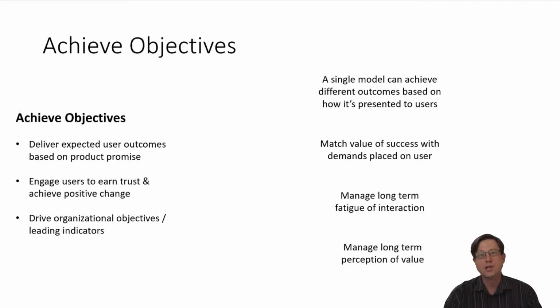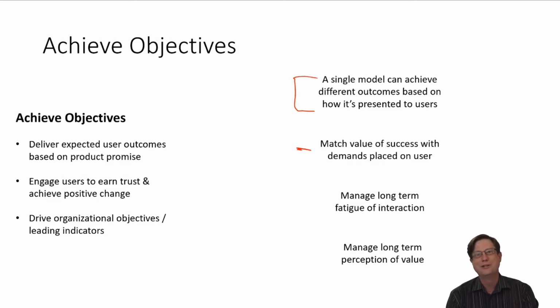All right, achieving objectives. We're going to go through this in a little more detail, but before I get into it, I just want to make a few points again. The first is that a single machine learning model can achieve totally different outcomes depending on how it's presented to the user, to the point where, and we're going to see an example on the next slide, you might perceive it as a totally different product. And as a user, you might think there's no way the same machine learning model is running those two products, but it is.